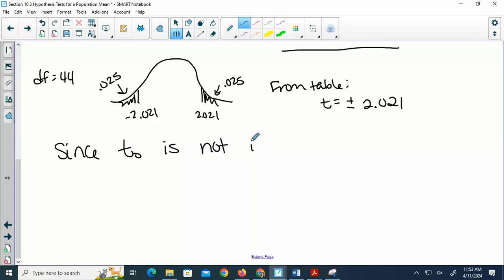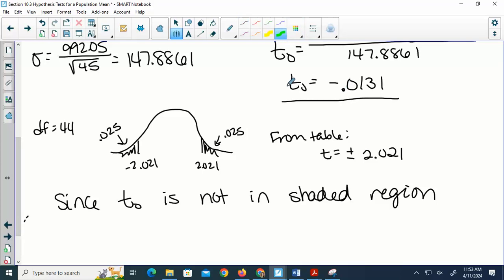Wait. Yes. Oh, the negative 0.0531. The shaded regions are the negative 2.021. That's the cutoff. So anything smaller than a negative 2.021 and bigger than a positive, you would reject. And ours was negative 0.0. Right. So we failed to reject. Yes.